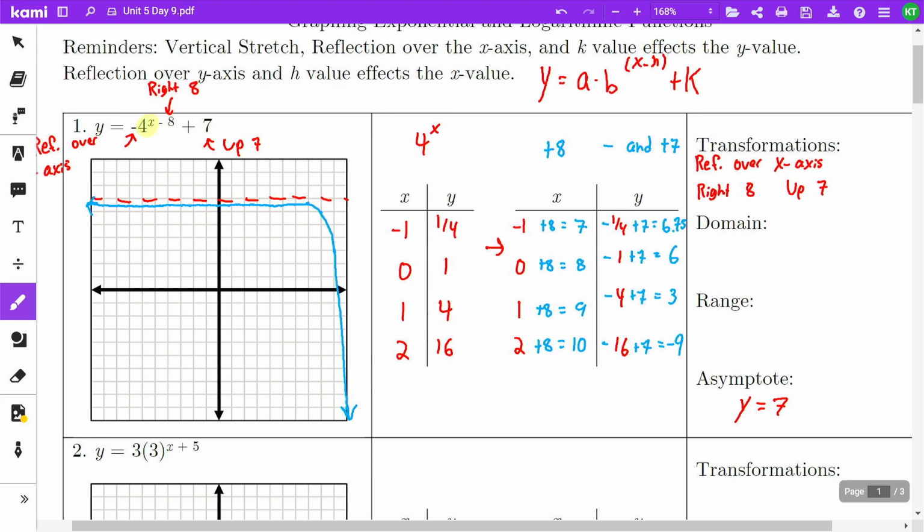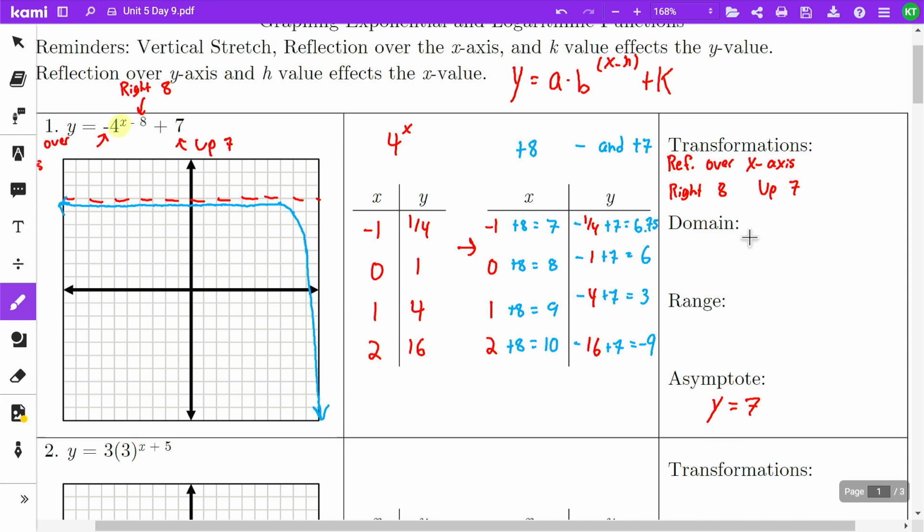And now let's go ahead and just write our domain and my range. My domain for my exponential function will be all real numbers, so negative infinity to infinity. It'll go on left, it'll go on right forever. Now my range, though, it approaches from negative infinity, but it has an asymptote at 7, so it will approach from negative infinity to 7 with a parenthesis, because again, it will never touch 7.